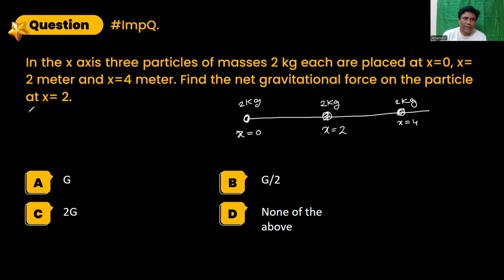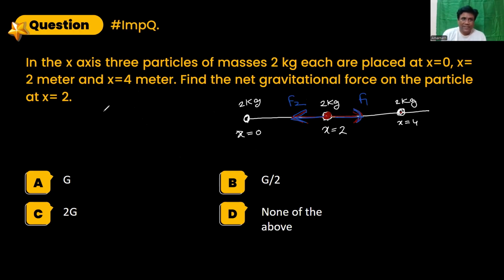But now our concerned particle is at x equal to 2 only. So this 2 kg will attract it in this direction, and that other 2 kg will attract it in the opposite direction. One will attract in this direction, other in this direction. Say this is F1, this is F2. They are in opposite directions. You can say that they are at 180 degrees.